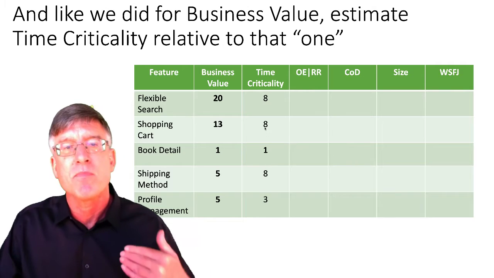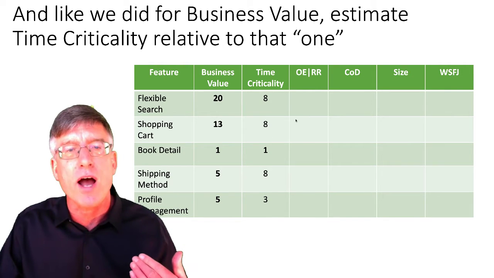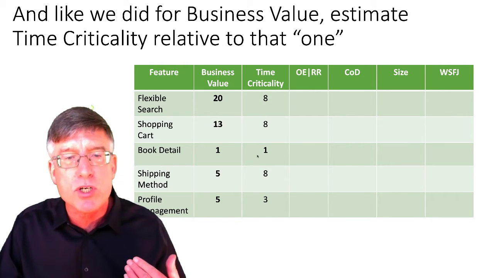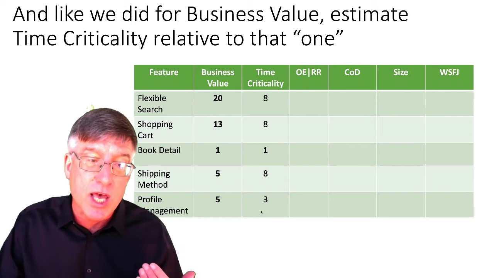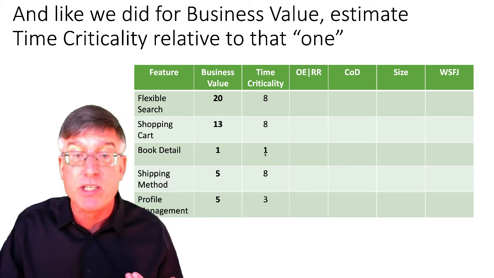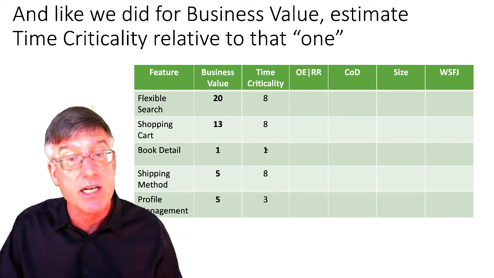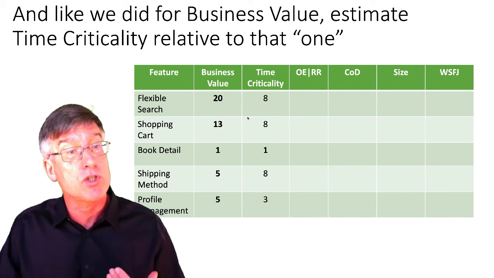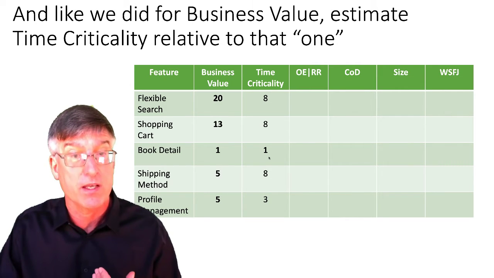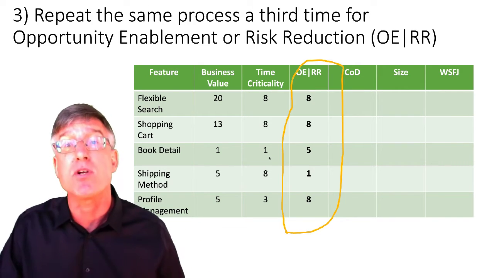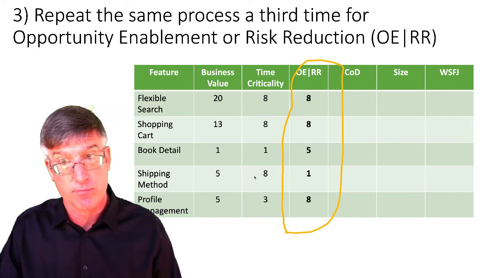And therefore, we can now go through the other items and say relative to book detail, what is their time criticality? Okay, we can see that profile management has 3 times more time criticality than book detail. Flexible search and shopping cart and shipping method 8 times. Do the same thing for opportunity enablement and risk reduction.